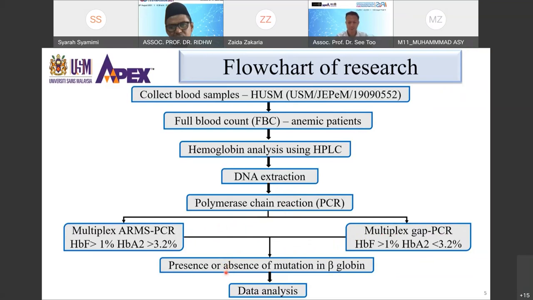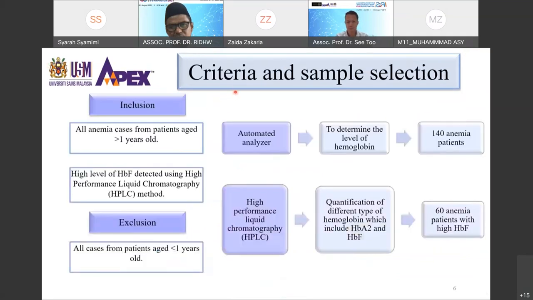After that, we go to the data analysis. We proceed with the criteria for sample selection. So we have two main criteria, which are the inclusion and also exclusion criteria. To determine these criteria, we need to determine the level of hemoglobin and also HbF and HbA2.